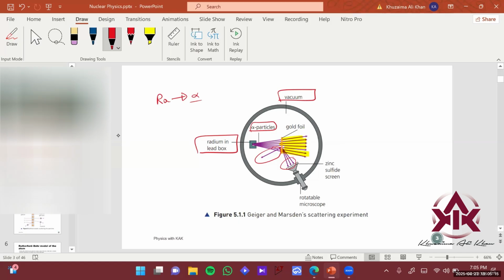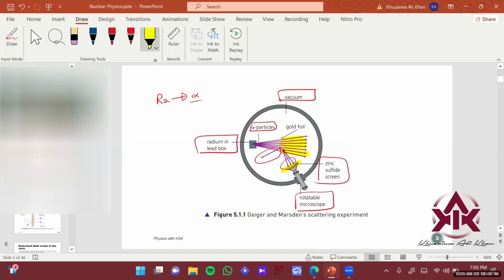Alpha particles are harmful to humans if you are exposed to a huge amount of alpha particles, right? So we have a lead box which basically absorbs the alpha particles. It does not allow them to go outside, right? Basically blocks it, right? Then you have a rotatable microscope over here. Basically, the other part was observing the entire thing using a microscope, to see where the alpha particles are landing, right? So we had a zinc sulfide screen here, right?